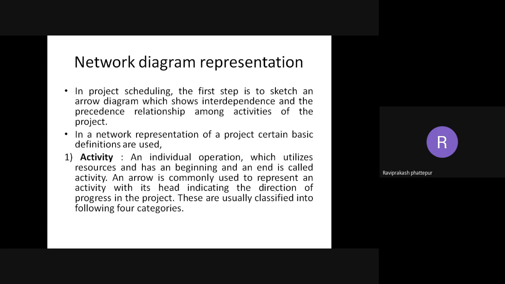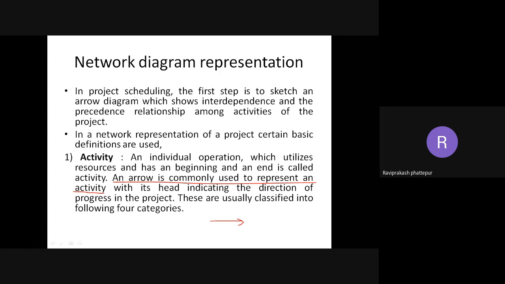An arrow is commonly used to represent an activity. Arrow, in the sense of something like this. Remember this; if you want, you can underline it. An arrow is commonly used to represent an activity. We will go over it, as we are basically using this.